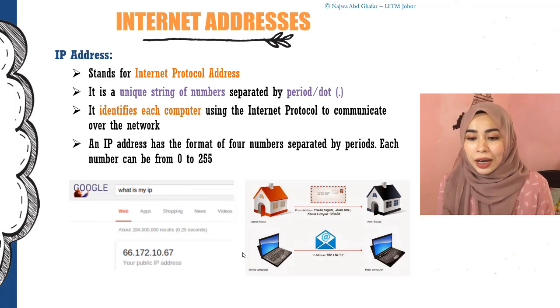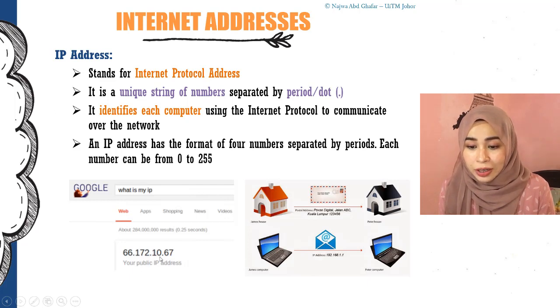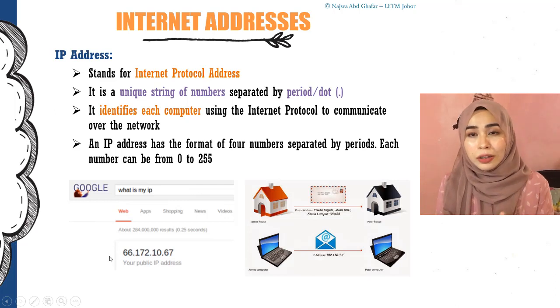internet. An IP address has the format of 4 numbers separated by periods. Each number can be from 0 to 255. If you take a look here, we have this IP address with this format, whereby you will have periods, the dots, and before each dot you have numbers. So we have 4 numbers, 1, 2, 3, 4. Each number can range from 0 until 255. If you see this, it is known as an IP address.